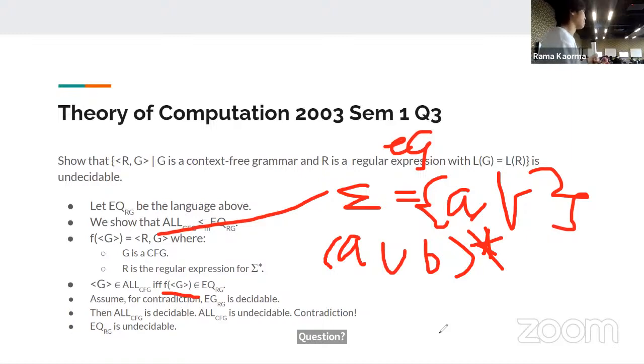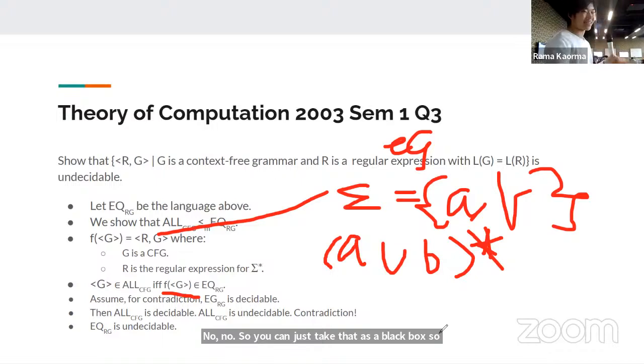No, you can just take that as a black box. For this equality checking, we're supposing that a decider for it exists, and we're going to run it. But we don't actually care about the inside guts, the Turing machine description of it.